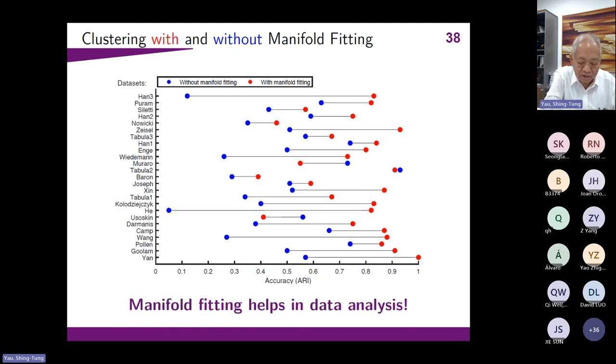Under the same framework, we test the effectiveness of manifold fitting by comparing ARI with and without performing manifold fitting. The red dots represent ARI with manifold fitting, and the blue dots are ARI without manifold fitting. So from this picture, it's clear that manifold fitting has a significant effect.